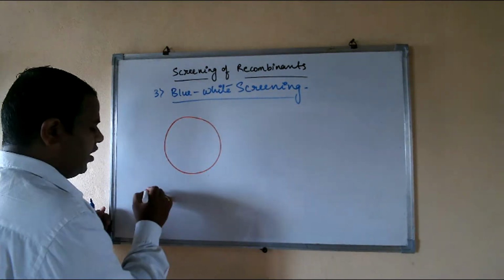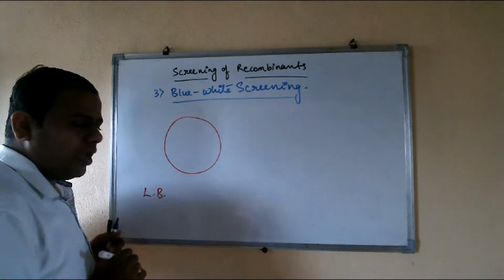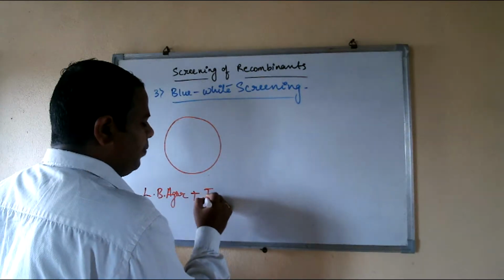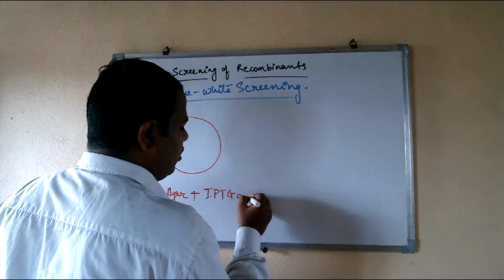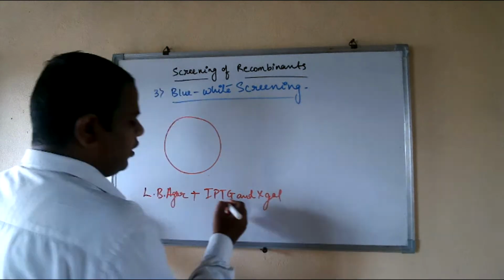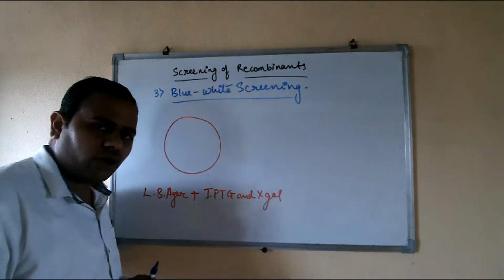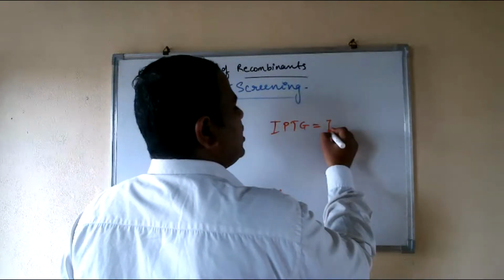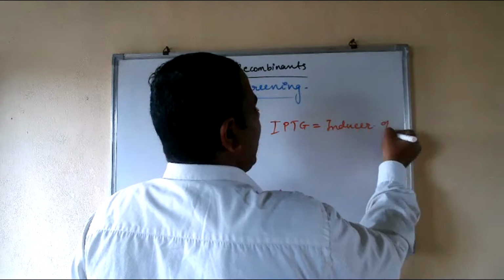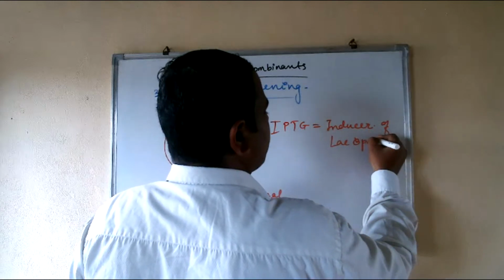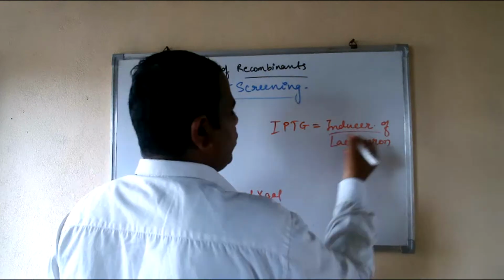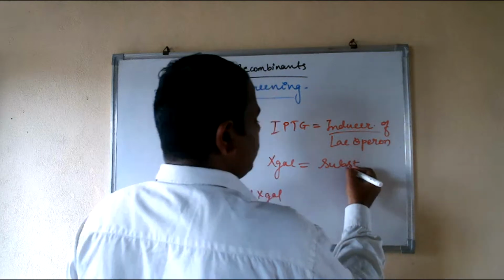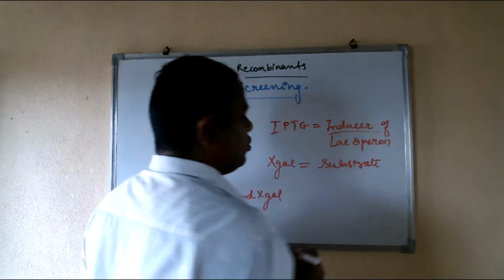This is the plate made with LB medium, that is Luria Bertani agar. It is added with IPTG and X-gal. So what is IPTG? It is isopropyl thiogalactoside. It is the inducer of lac operon. This is only the inducer. Then X-gal is the substrate of lac operon.